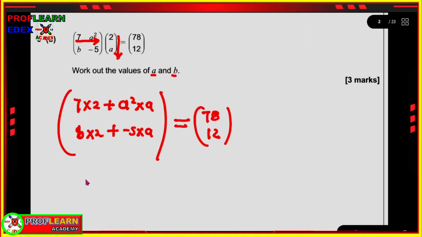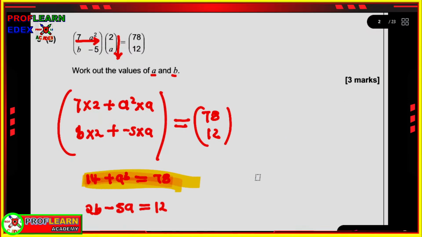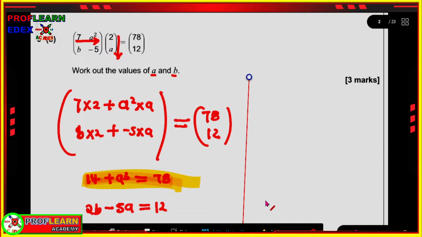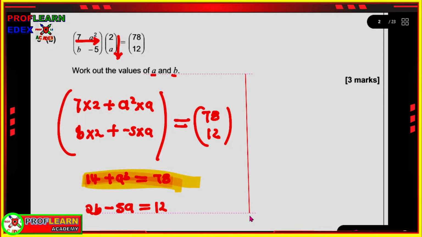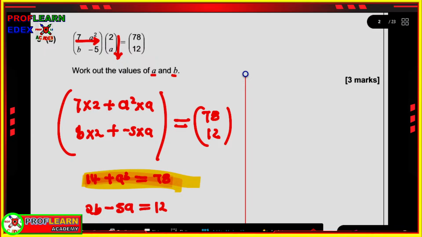So if we simplify that, this is going to be 14 plus A cubed is equal to 78. And also another equation is going to be 2B minus 5A is equal to 12. So from the first equation that we have here, we can make A cubed the subject of the formula.